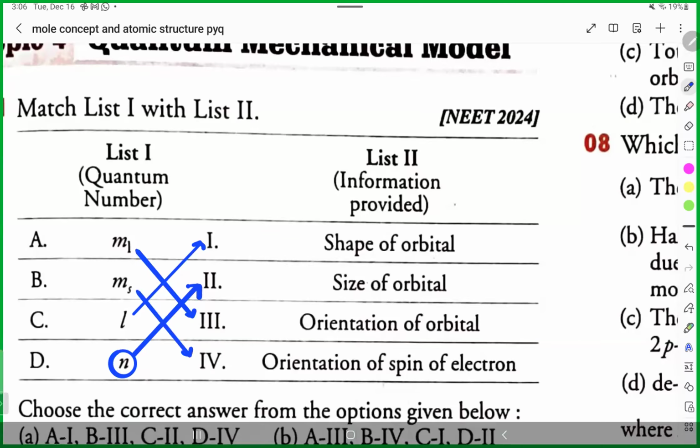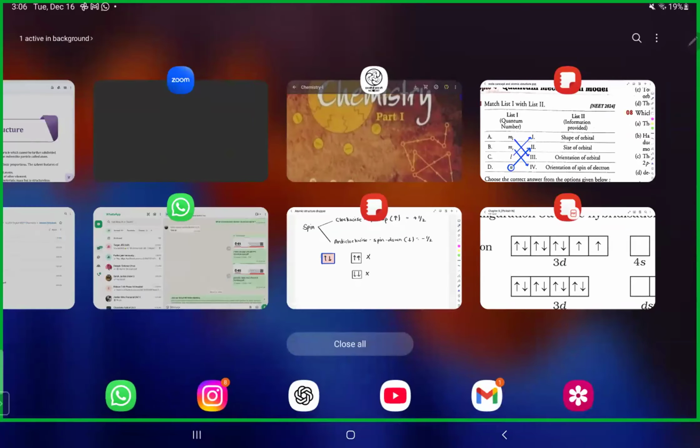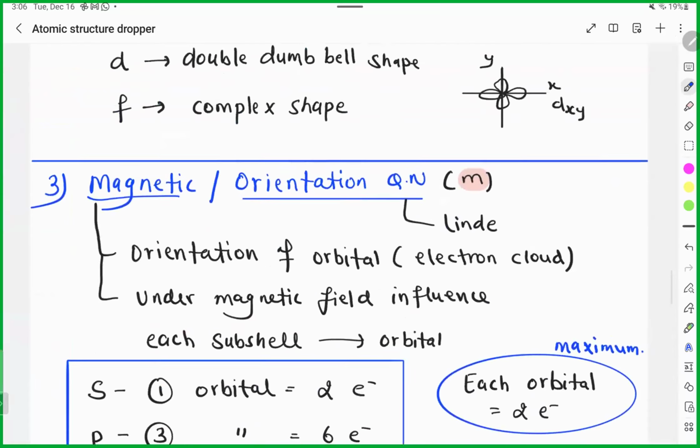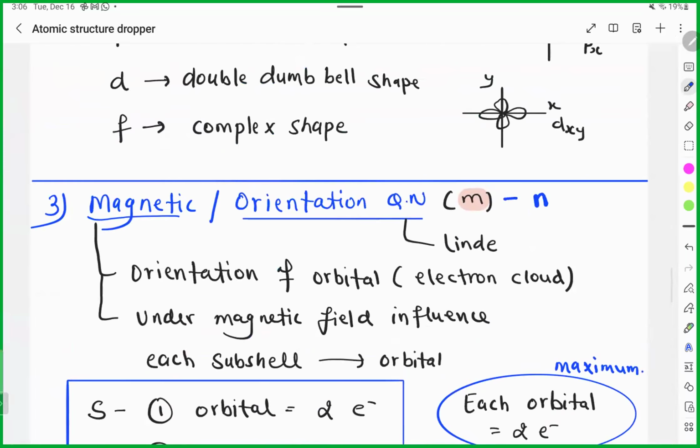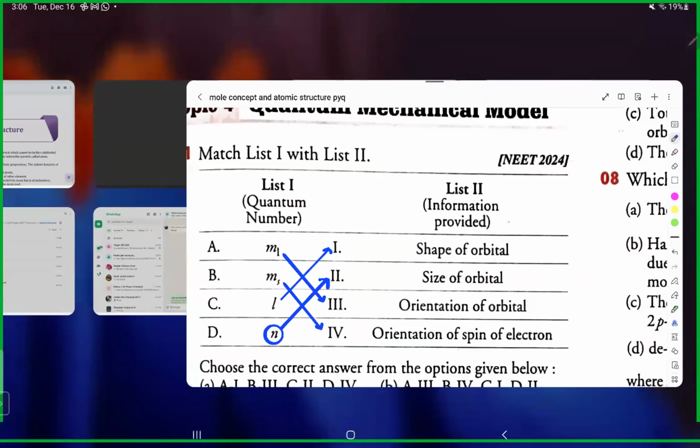Because the PYQ book is writing like this, we can write M, or you can write ML. Same meaning. Magnetic quantum number. Tell me, guys, was this question really difficult?